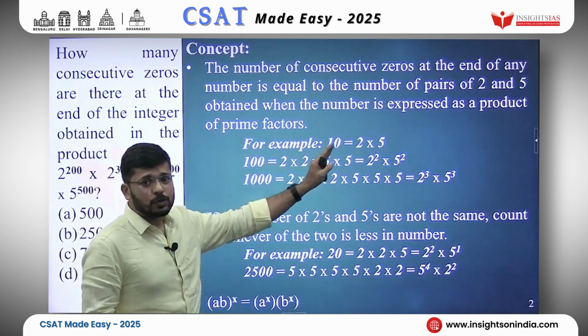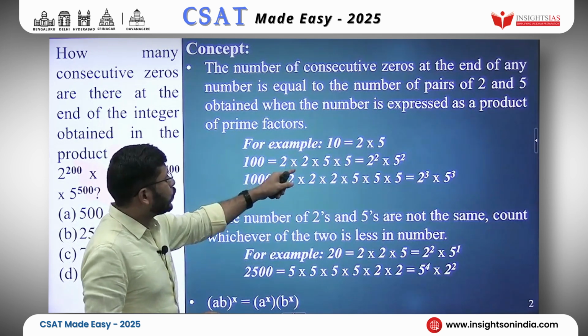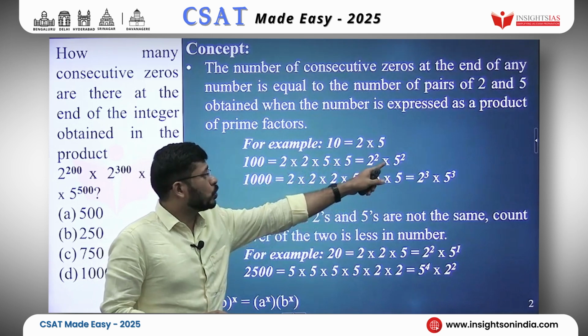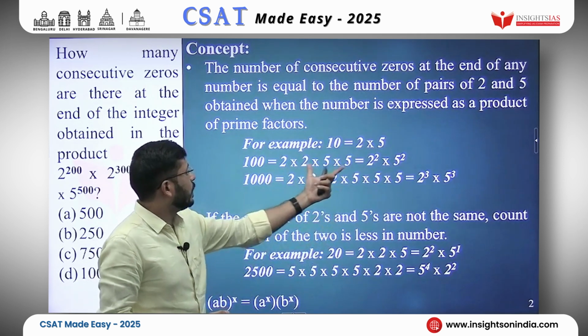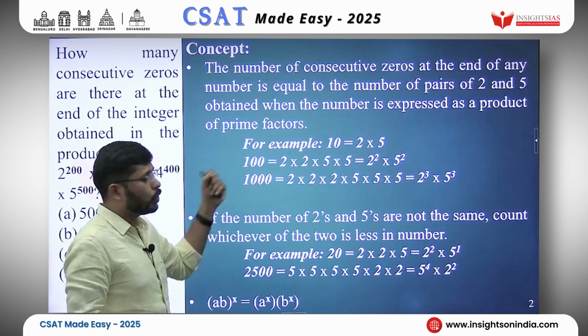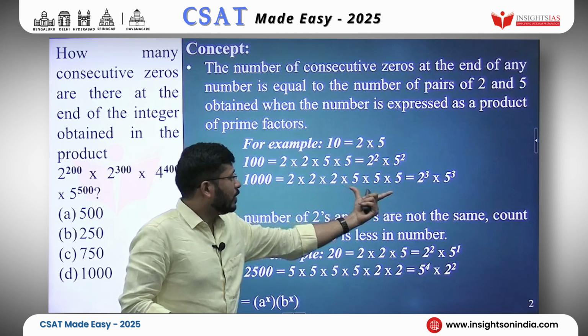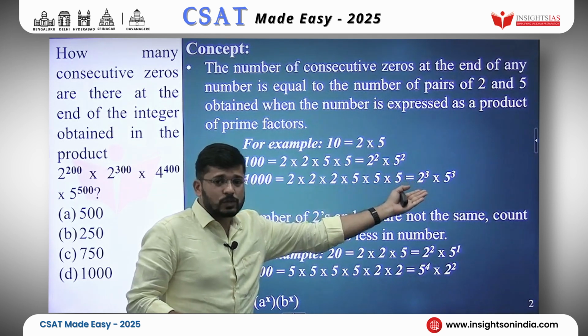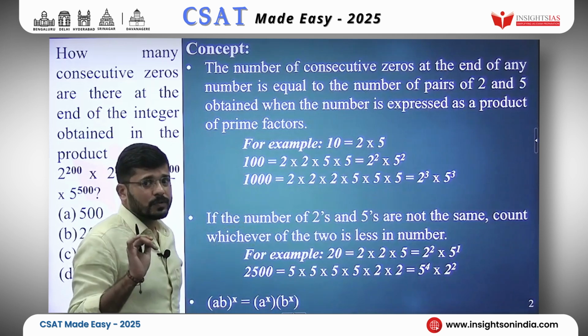For example, 10 is equal to 2 into 5. 100 is equal to 2 into 2 into 5 into 5, that is 2 square into 5 square. So there are 2 pairs of 2 and 5. This is one pair and this is another pair. So you will have 2 zeros. And 1000, there are 3 2's and 3 5's, that is 2 cube and 5 cube. So you have 3 zeros at the end of 1000.